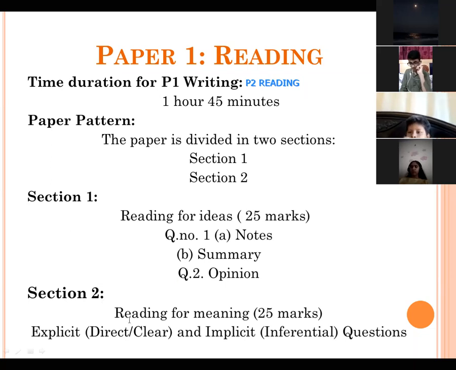Section number 2 is about the comprehension passage related to reading for meaning. It is going to be of 25 marks again. And in this, you will be asked explicit questions or implicit questions. In explicit questions, you have to just read out the text and you can clearly and directly find the answers to those questions. In implicit questions, you need to infer from the text in order to find the answers.